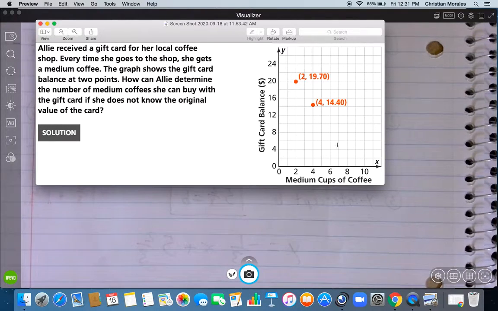Now, once you have that, here's what this represents. This is a gift card. So this is the balance after this person buys a medium coffee, Ali. So Ali buys a medium coffee, the card balance goes down. She buys another medium coffee, the card balance goes down. So the question is, how many medium coffees can she buy with this gift card? So you need to know the entire equation to find that information out.